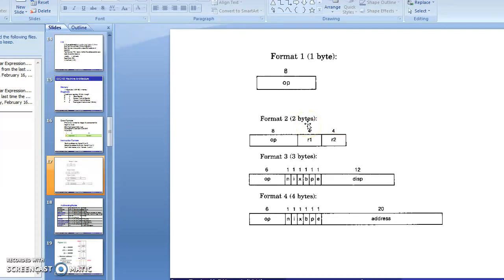The next one is format 3. Format 3 consists of 3 bytes. The first is the opcode. The next 6 bits are divided individually, that is NIXBPE: n, i, x, b, p, e, and the last part is the displacement. This displacement consists of 12 bits. Then format 4 consists of 4 bytes: opcode, then NIXBPE, the same, and the last is the displacement in terms of address, which consists of 20 bits. This is the instruction format we are going to take.